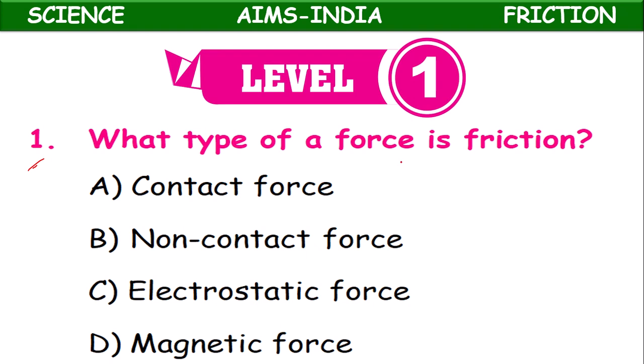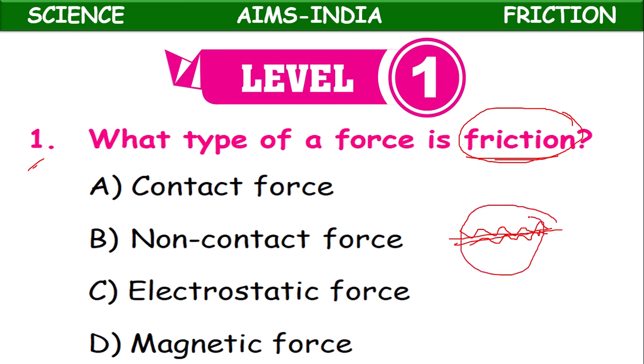What type of force is friction? Friction will always occur between two surfaces due to the irregularities between the two surfaces. The two surfaces must be in contact for this frictional force to occur. So it's a kind of contact force.